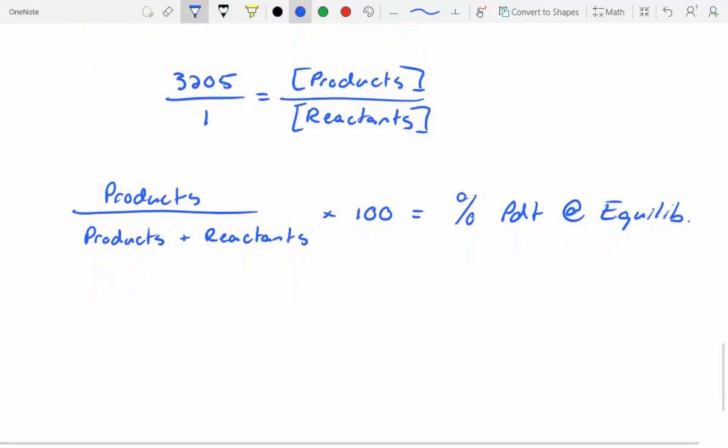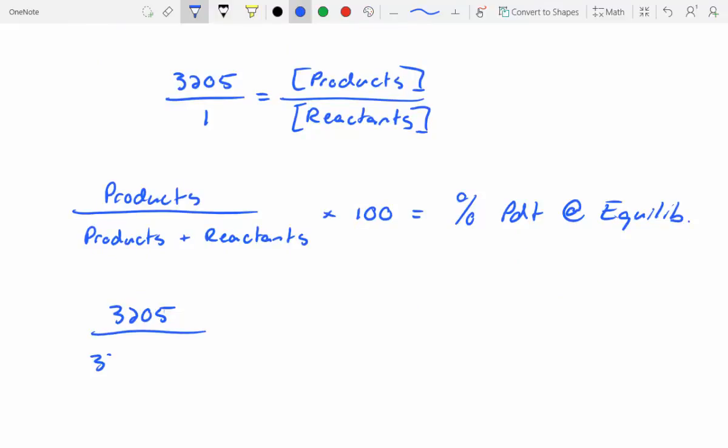So let's try this. We know our products in this case are going to be 3205. We've got 3205 plus 1 times 100. So let's plug this into our calculator. 99.97. All right, so I'm getting 99.97, we'll say.